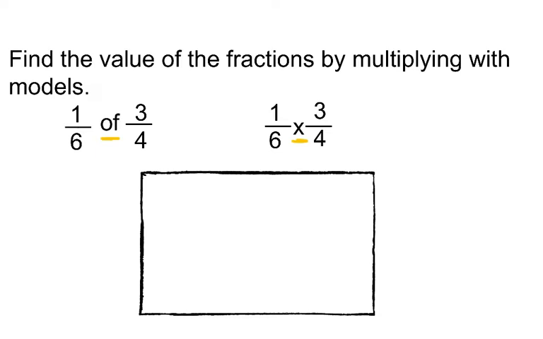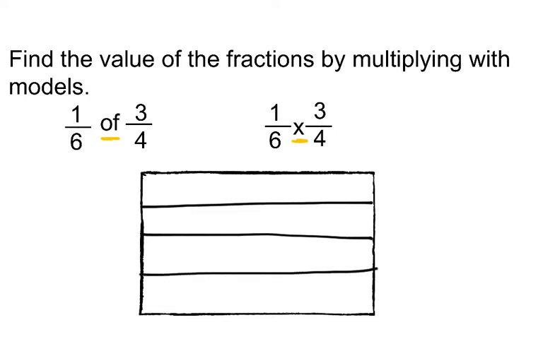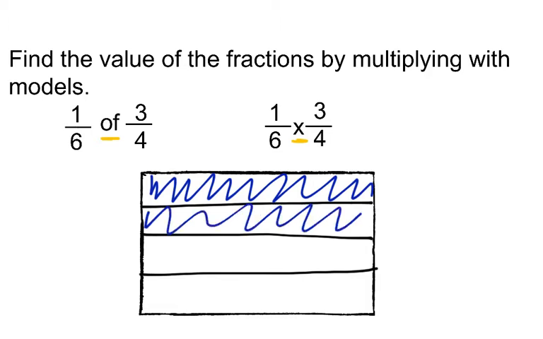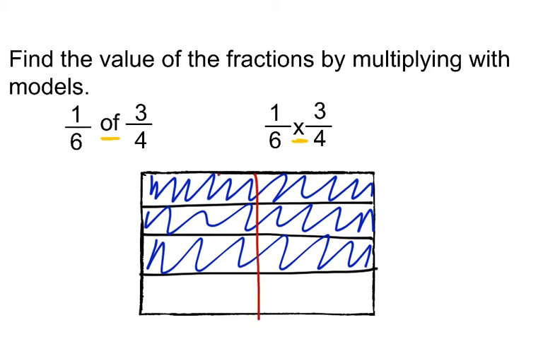So what we're going to first do is create our horizontal lines and shade in 3/4 using blue. So we have 1, 2, 3 out of 4. Then vertically, I'm going to draw my 6. And then I'm going to shade in 1/6 in yellow.